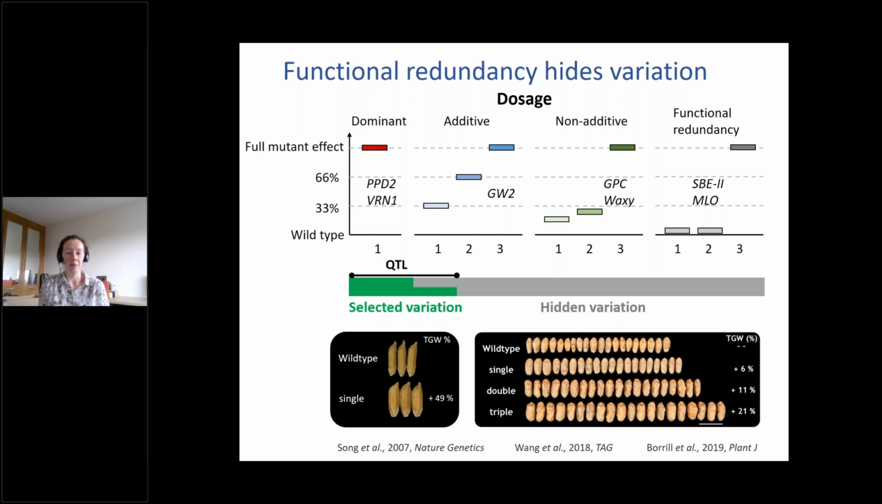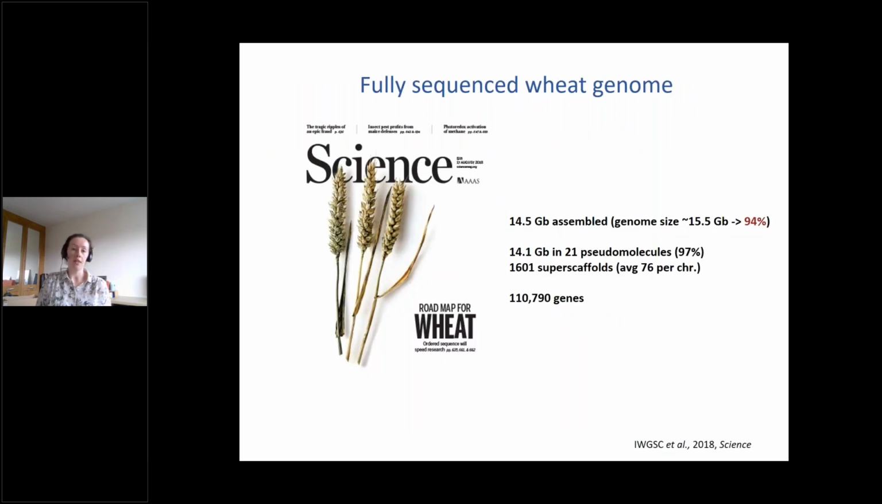And this lack of knowledge is in part because we've lacked genomic information about wheat. So until very recently, we didn't know what genes there were in the wheat genome, let alone know many of their functions. But this has really started to change. So in 2018, a fully sequenced wheat genome was published. And this was a high quality assembly with over 94% of the genome assembled. And it was assembled into pseudomolecules, so almost whole chromosome scale assembly.